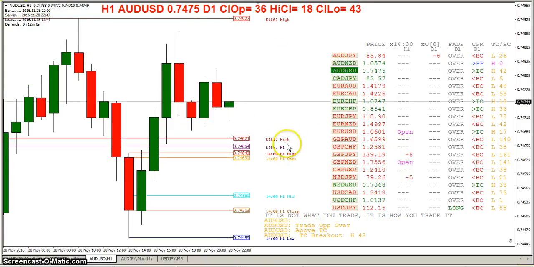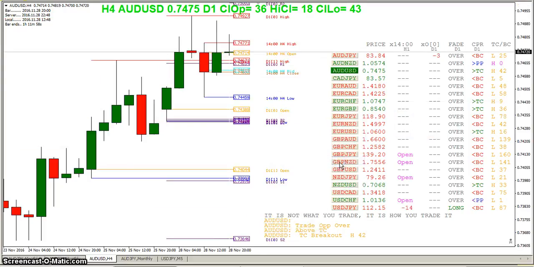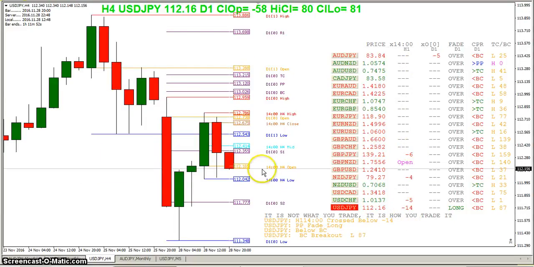On the AUD, you see it's not even near there, so it's just blank. But if you switch your time frames, remember it's going to work with this one, so you can see more things have happened during the H4 time period. Here's the open. You can see that the USD JPY, it's saying it's 14. Oh, that's the H4 open.